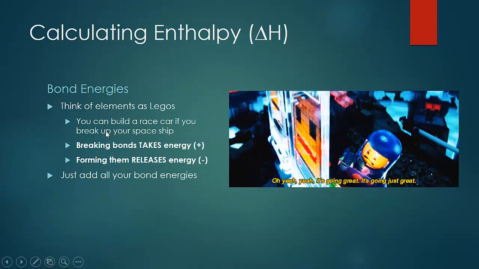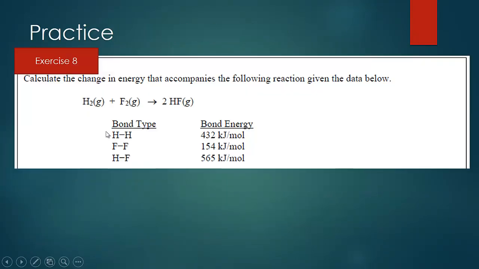All this means is that you'll be given the bond energy for your reactants and products, and you simply have to assign them positive or negative values. Your reactants are going to break apart. That is going to require energy. Your products are going to form. They're going to release energy. So when reactants break apart, we are going to assign them a positive value, and when products form, we'll give them a negative value.